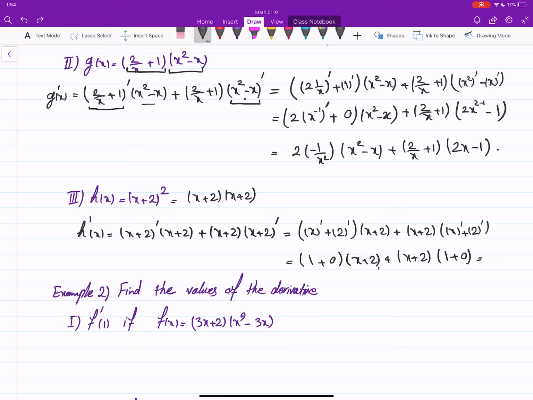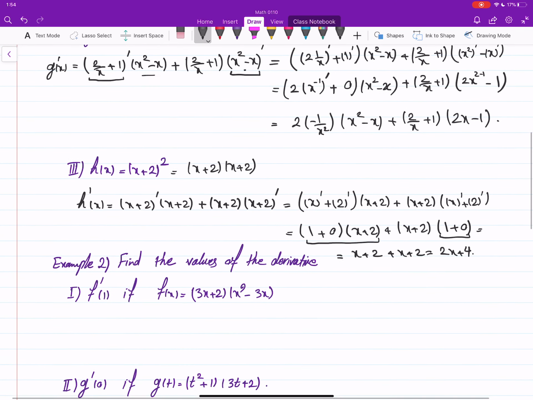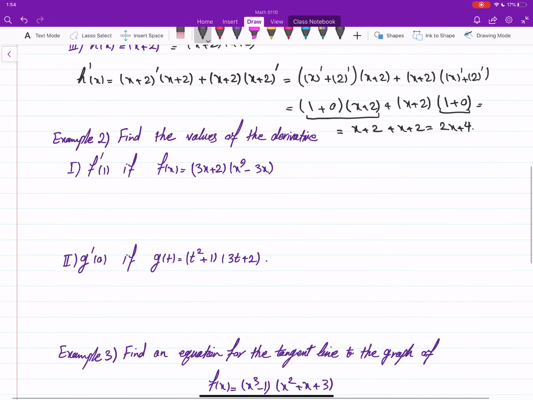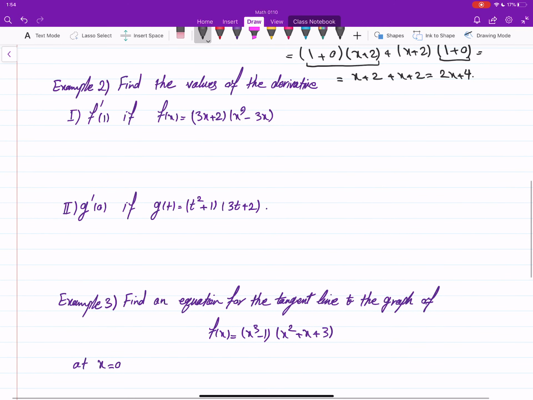So this guy here is 1 times x plus 2, so it will give x plus 2 here. This guy is also 1, so another x plus 2. So you add them, you get 2x plus 4. That's the derivative. Very nice. Those are the examples of product rule.